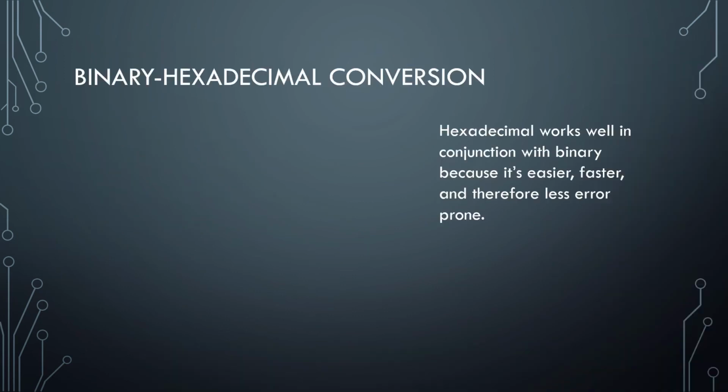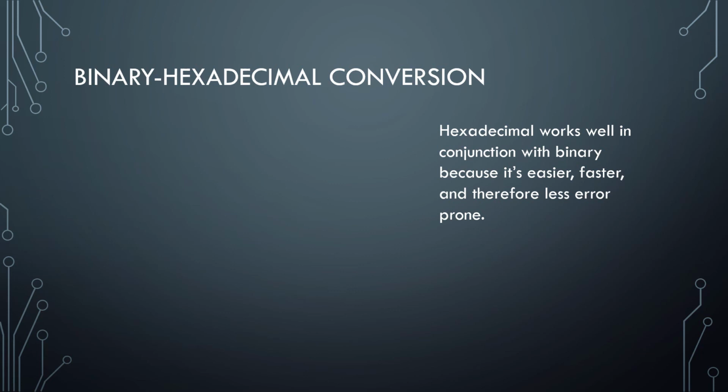We have 2 more conversions to take a look at now, and that's between binary and hexadecimal. And you might be wondering, why do we need to know how to convert between these 2 numbers, right? Decimal is useful because it's an easily recognizable number. It's what we're all familiar with. But why would we need to go between binary and hexadecimal number systems?